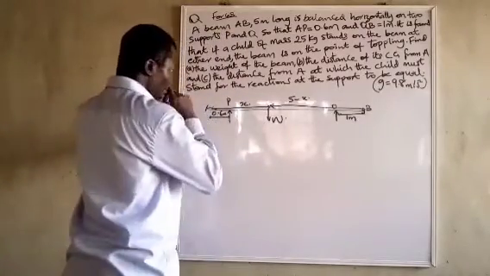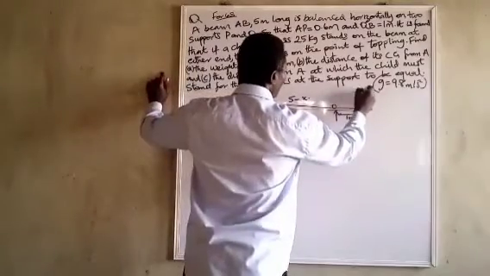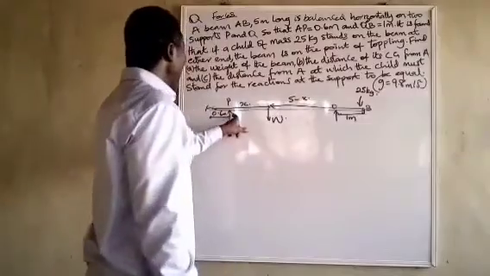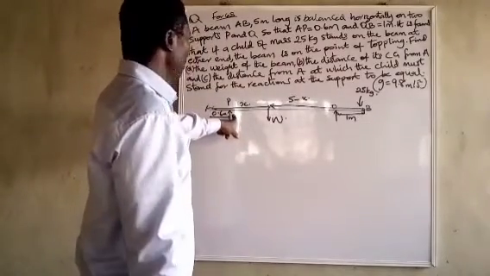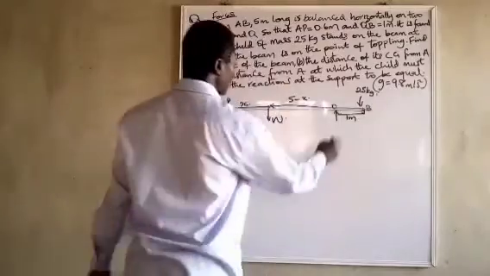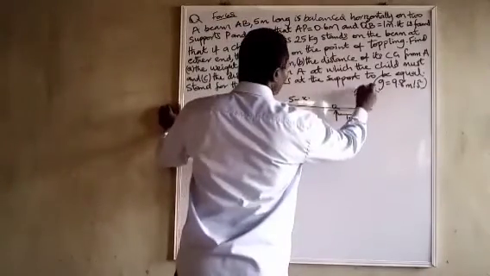Taking moments. Since we can see that if the child stands here, 25 kg, at this place, the reaction here will be 0. The reaction here will be 0. So let's take the moments about Q. Let's put the child here now.